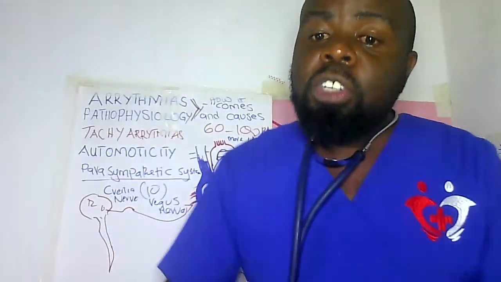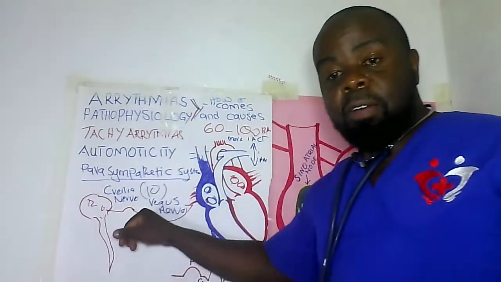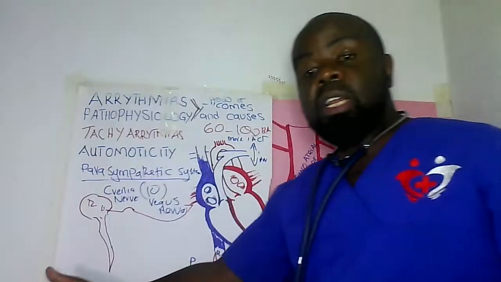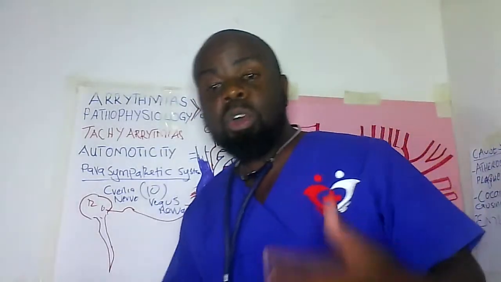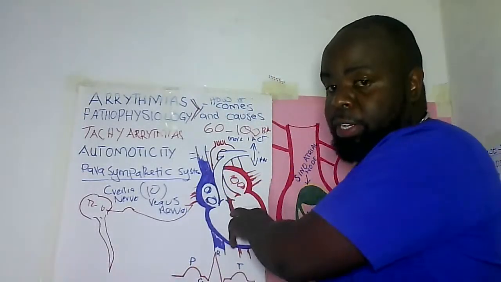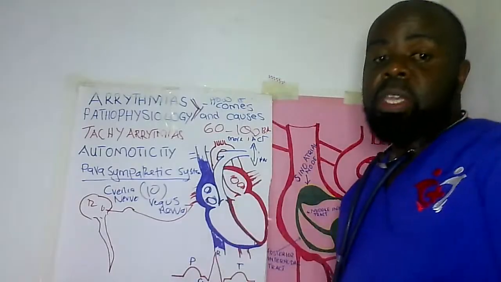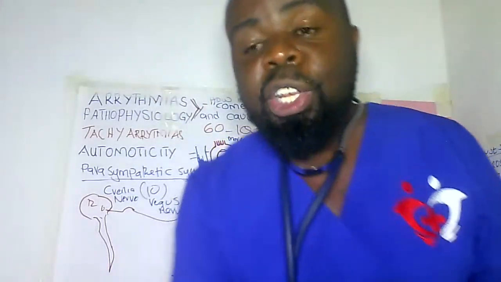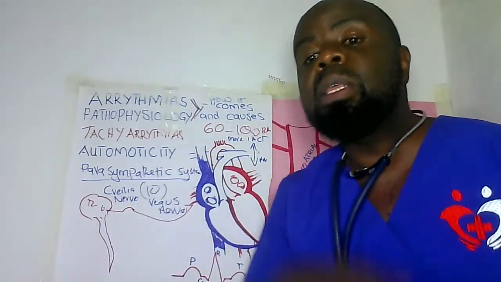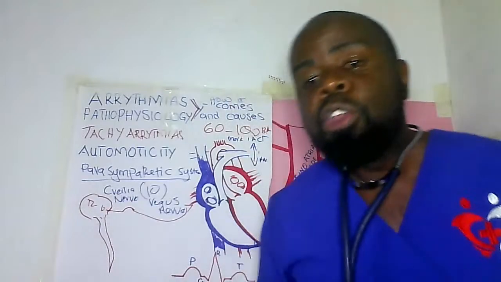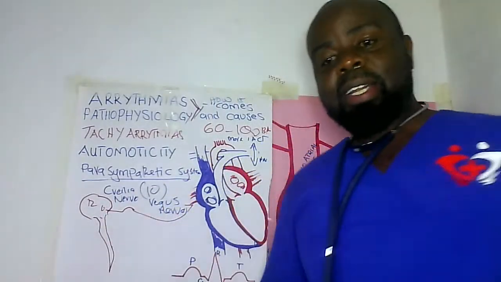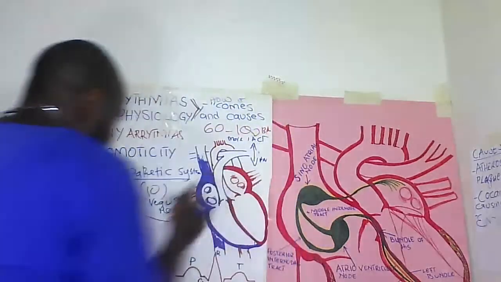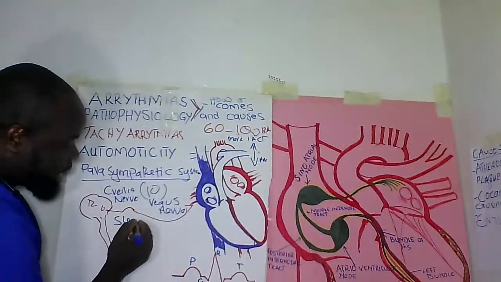So we continue. Here we have what can make the vagus nerve release more acetylcholine, so that when it reaches the heart, the heart starts to beat slowly. One, when you want to relax, you've been working the whole day, you are in your bed and you are tired. The first one is sleeping.